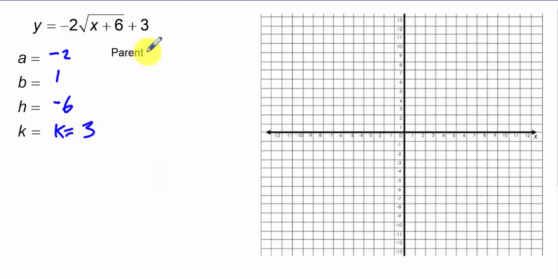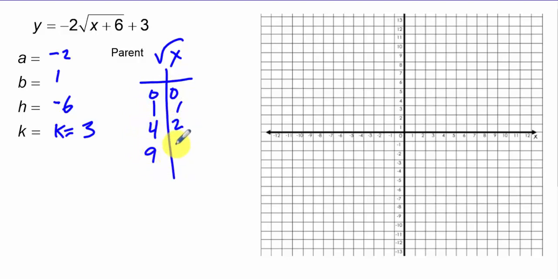So then we identify our parent function. In this case it's root x. We take a look at the pattern of that parent function, which is (0, 0), (1, 1), (4, 2). We can go to (9, 3). And then we are also going to notice that we did have an a value, so that's a y multiplier. So in this case, we're going to multiply all values of y by -2. So that's 0, -2, -4, and -6.